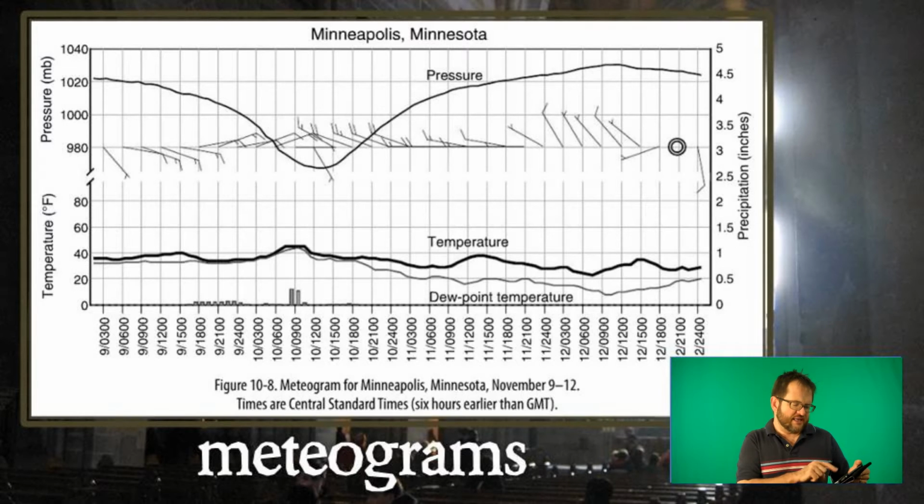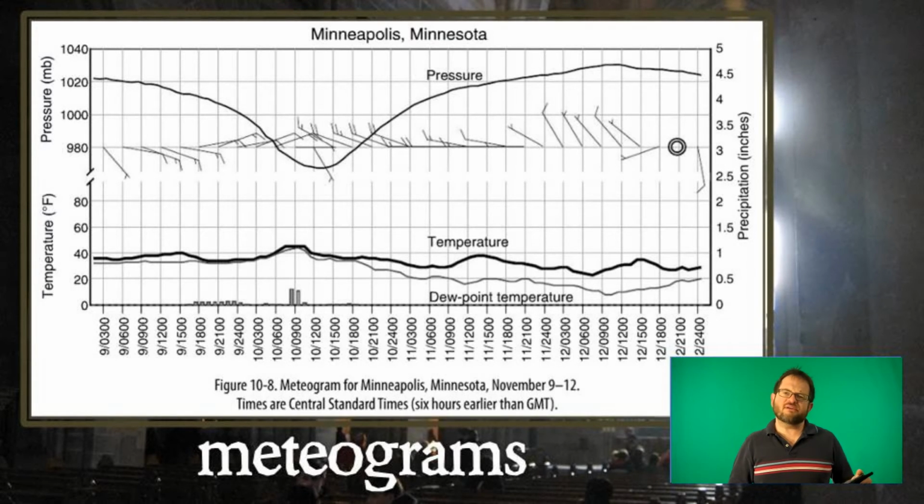So it starts at 9/0300. That would be 3 o'clock, actually it's UTC, or Greenwich Mean Time, or whatever. Oh no, I'm sorry, the key actually does say Central Time. So 3 o'clock in the morning on the 9th, and then the next little line over is 6 o'clock in the morning on the 9th, all the way over to the 12th. So there's about 3-4 days of meteorological data along the x-axis there.